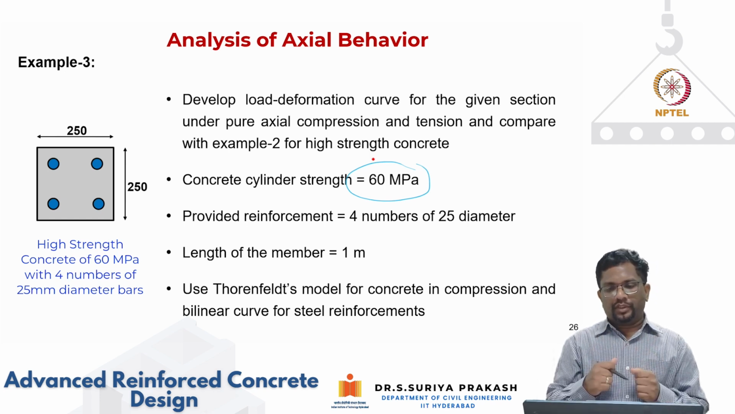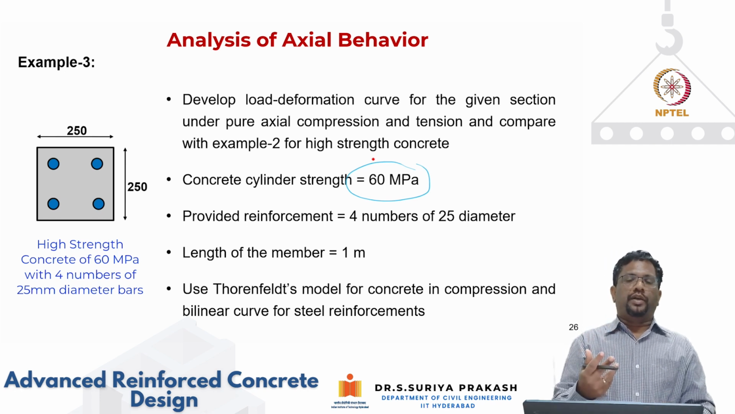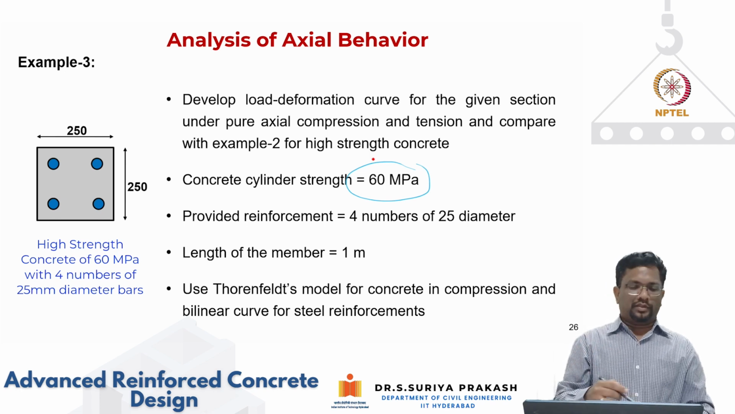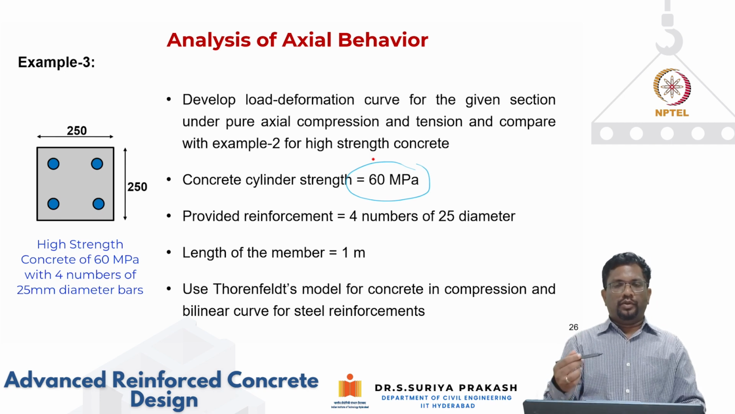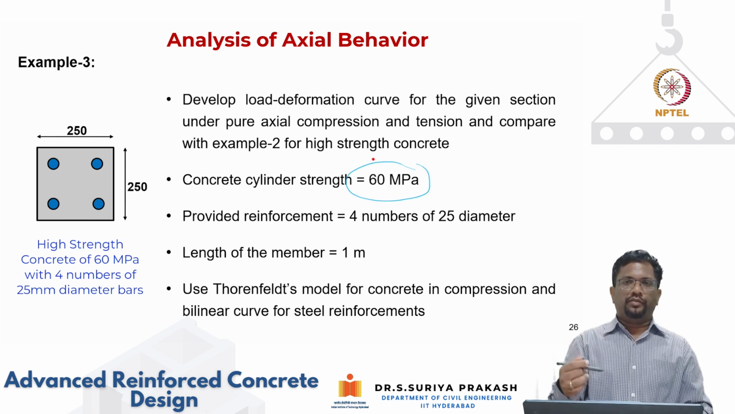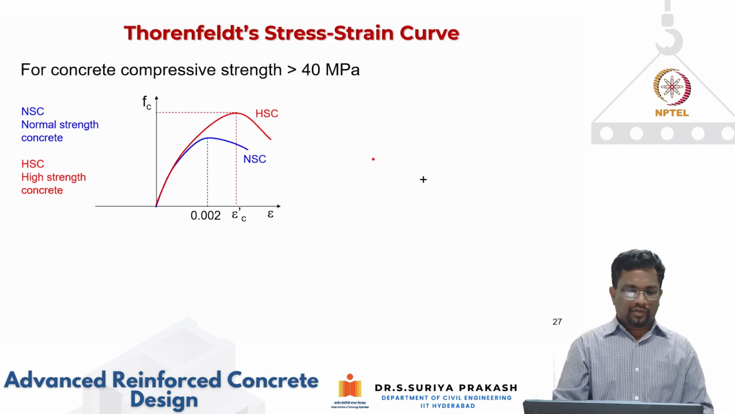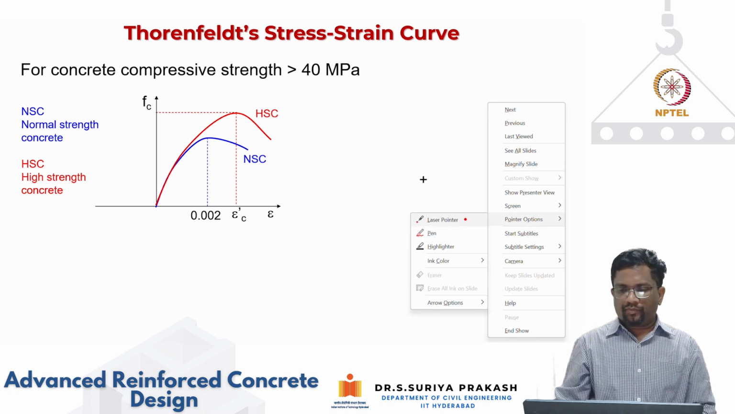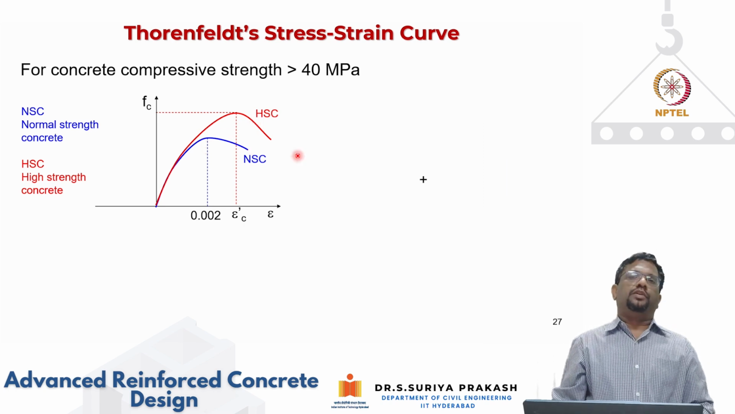So now when I'm using a 60 megapascal, I cannot really use a Hognestad stress-strain curve model because it was not intended for high strength concrete. So we have seen it in the material chapter, to capture the stress-strain curve behavior, Thorenfeld did a lot of experiments, and the Thorenfeld model is widely adopted for predicting the behavior of high strength concrete in compression. So that is what we have taught up. So now we have discussed previously also, right? So this is the difference between normal strength concrete and high strength concrete.